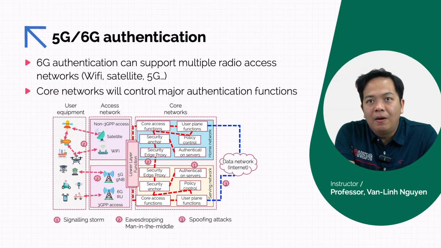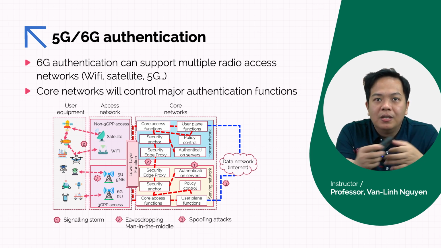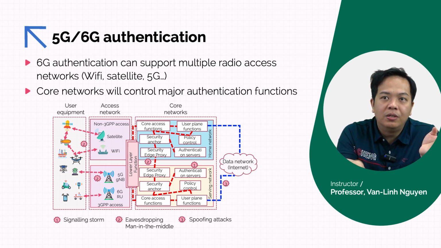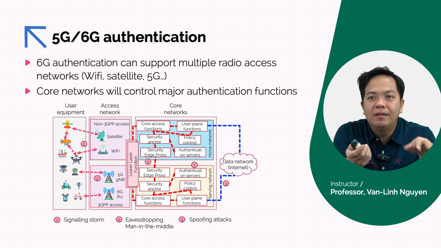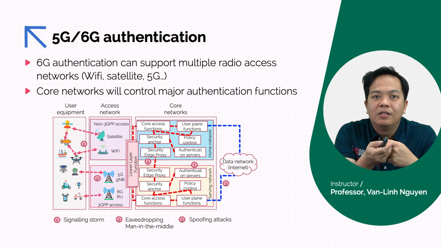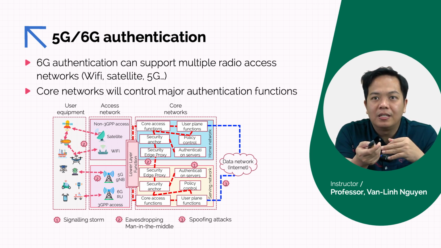Now they have upgraded to 5G and 6G authentication, so they can support multiple radio access networks like Wi-Fi, satellite, 5G, and UAV. The core network in 6G will control the main authentication function. This is called multi-access network. So 6G may be quite convenient in the future. But 6G will become commercial in the next 3 years, so currently it is still under research.